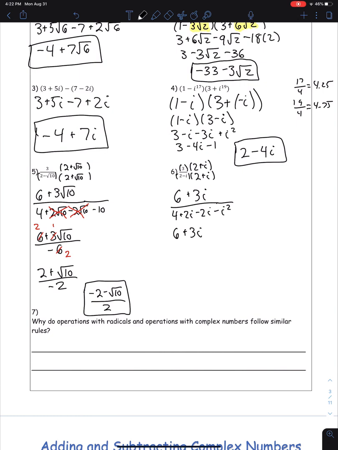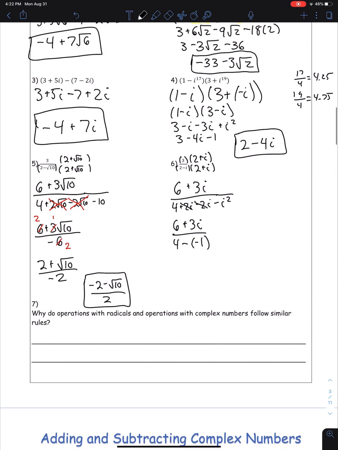Let's look at the denominator. We have the i's, 2i and negative 2i cancel, and we have 4 minus negative 1, because i squared is negative 1. Keep, change, distribute that negative, and we're left with 6 plus 3i in the numerator over 5.